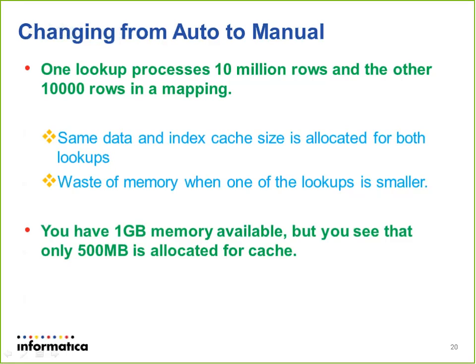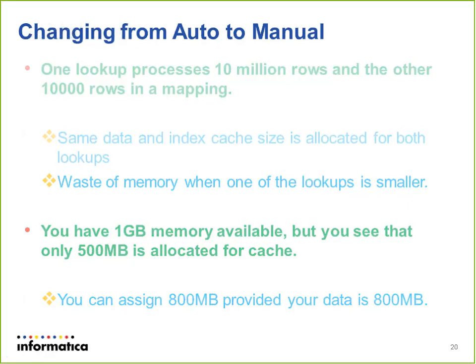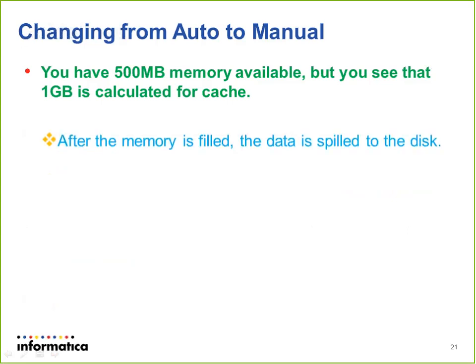Let's see another scenario. You have 1 GB memory available, but you see that only 500 MB is allocated for the cache. Say you assign 800 MB, but make sure the data is at least 800 MB. Or, you have 500 MB memory available, but you see that 1 GB is calculated for the cache.